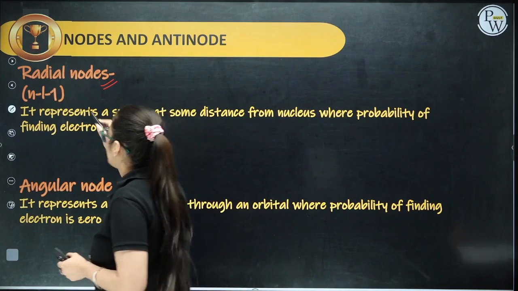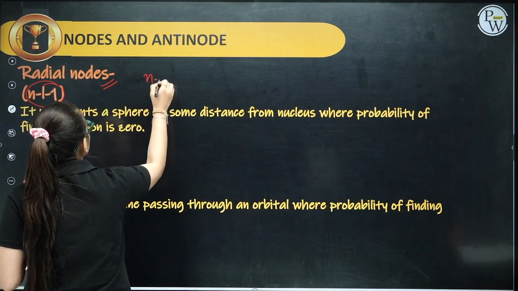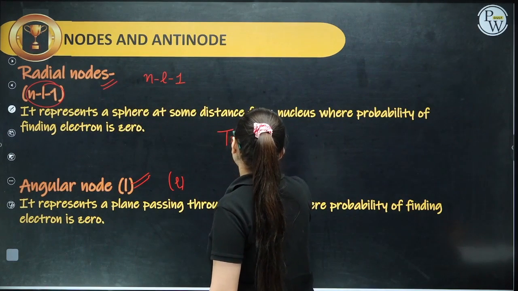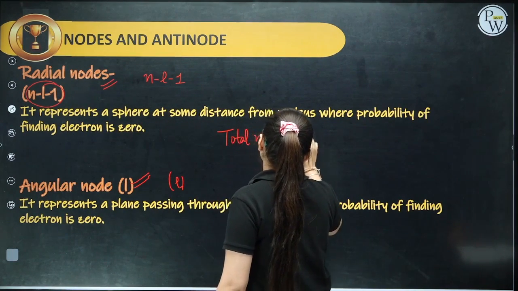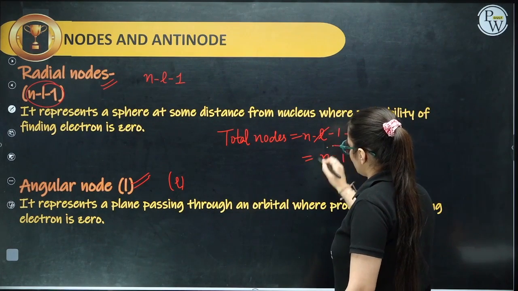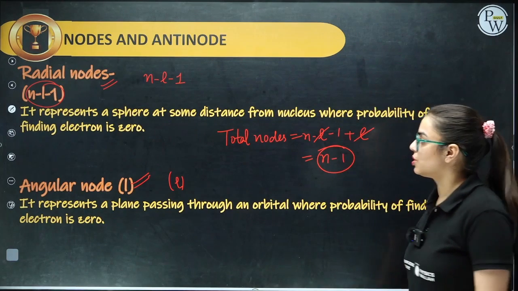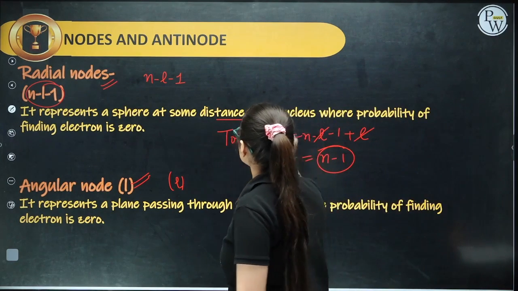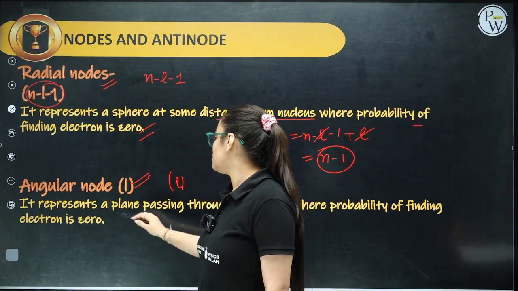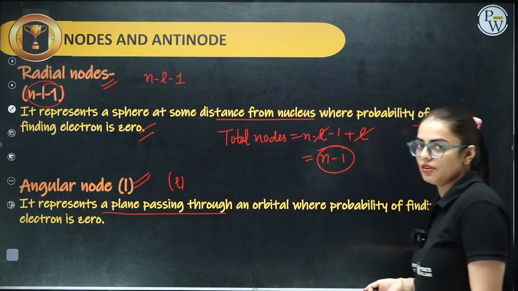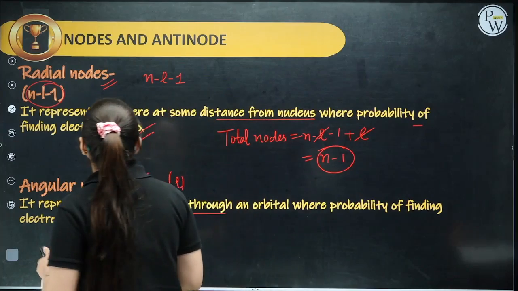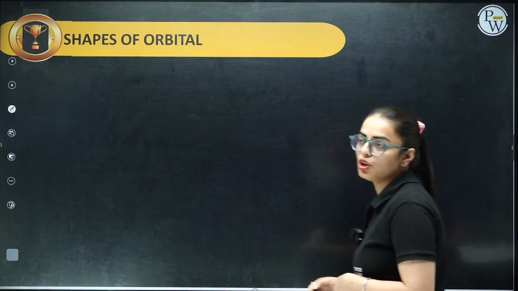The formula to calculate radial node is n minus L minus 1 and angular node is L. So if I ask you the value of total nodes, it will be n minus L minus 1 plus L. This will be n minus 1. So in this way you can calculate the total nodes. What is radial node? It represents a sphere at some distance from nucleus where probability of finding electron is 0. Now what is angular node? It represents a plane passing through an orbital where probability of finding electron is 0. So where probability of finding electron is minimum, that is basically your nodes, students.